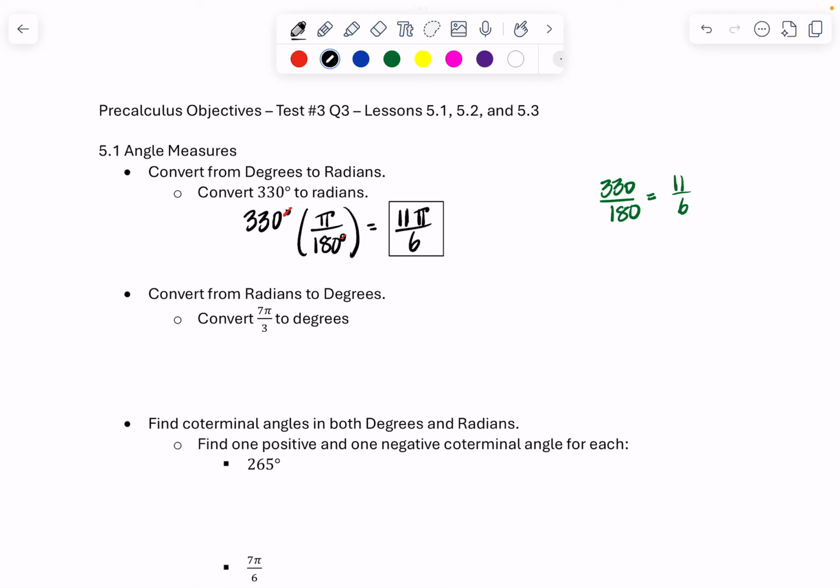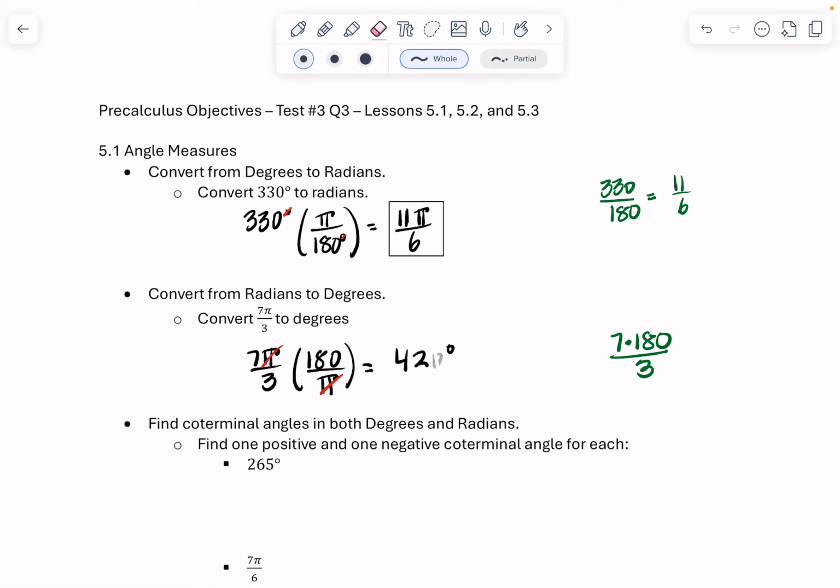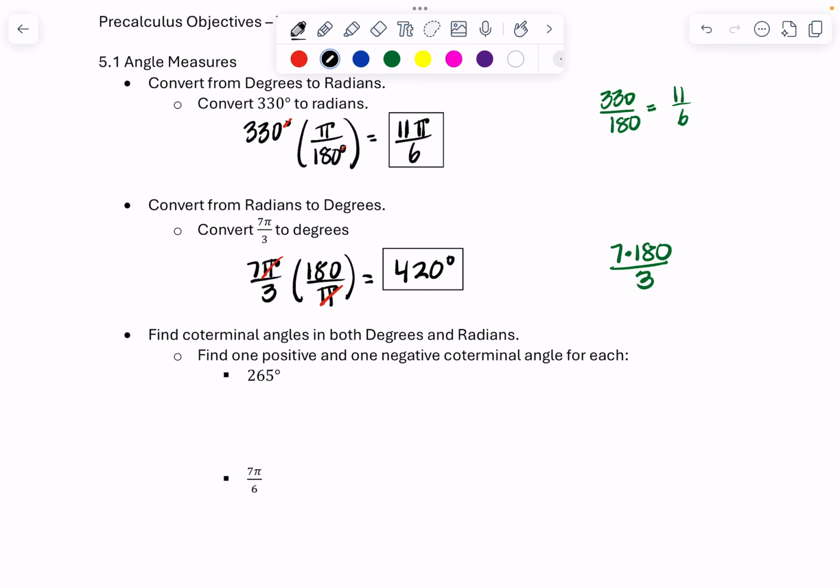Now, when you go from radians to degrees, it's basically the same thing, only now we need the radians to cancel. So when we do times 180 over pi, the pi and the radians units will cancel here. So when you put that in your calculator, you're basically doing 7 times 180 on the top, 3 on the bottom. It's coming out to a nice whole number answer, and you get 420. And it is degrees, so put the degree symbol. Okay, so you need to be able to go both ways.